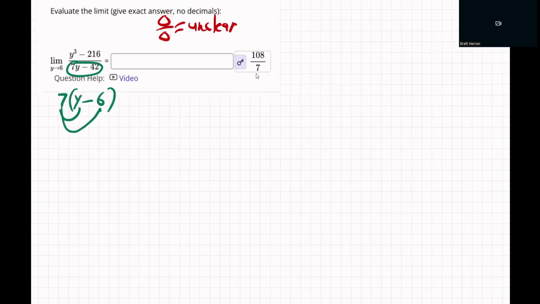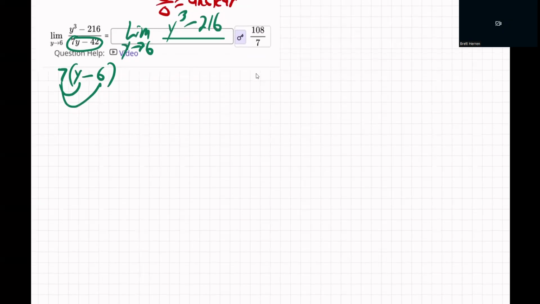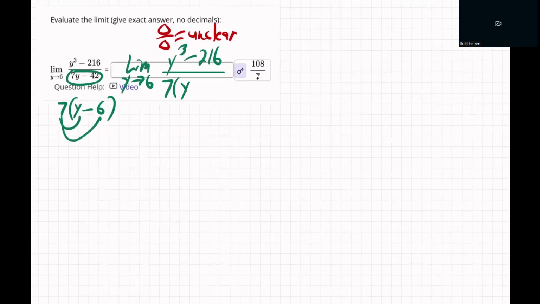So this problem becomes the limit as y goes to 6 of y cubed minus 216 over, now I'm going to have that 7 in the front there, 7 times y minus 6. Okay. So now what do we do from here? Now let's take everything other than the 7, and let's reduce that fraction. Let's simplify that fraction. How do we do that?